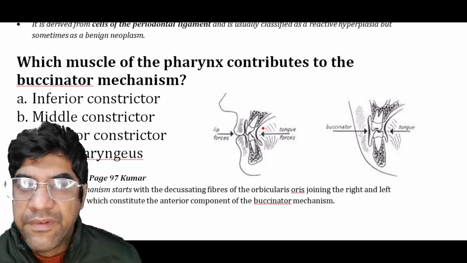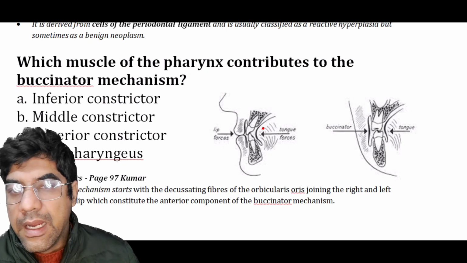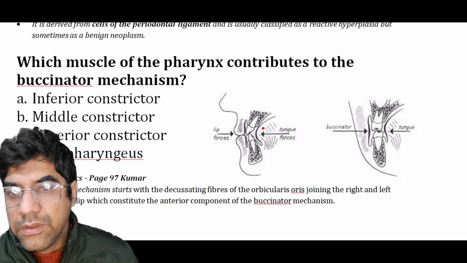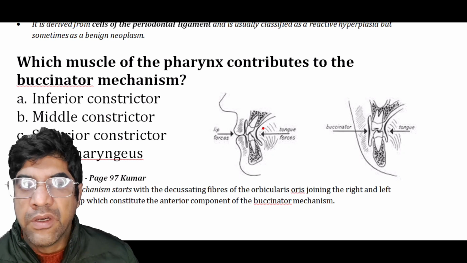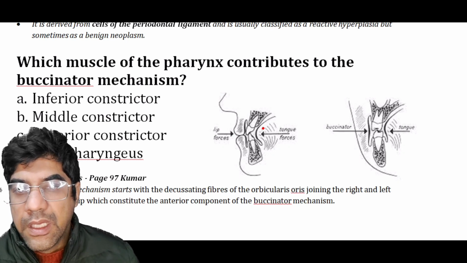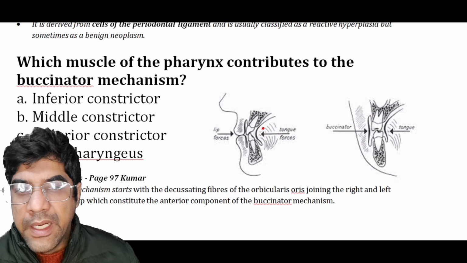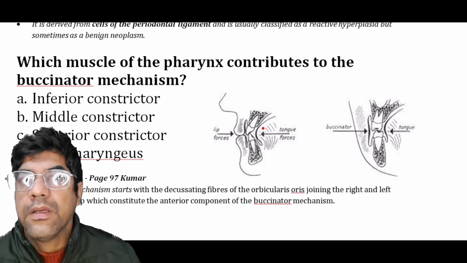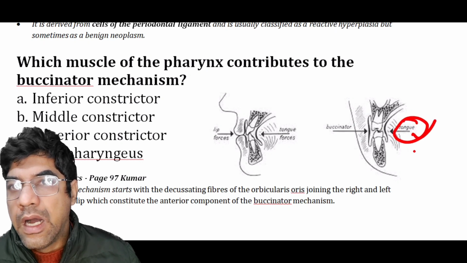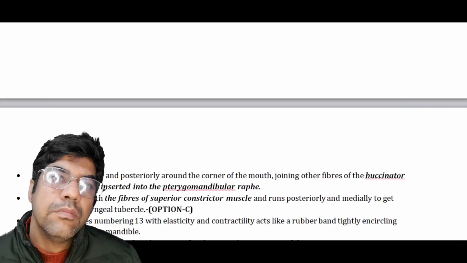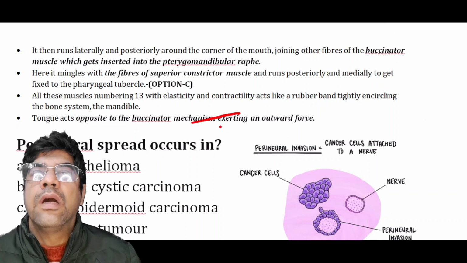So the buccinator muscle fibers mingle with the fibers of superior constrictor muscle. So the coordinated action of these muscles contributes to the overall function of the buccinator mechanism, which together act like a rubber band encircling the mandible. The tongue, in contrast, remember, exerts an outward force. So the tongue acts opposite to buccinator mechanism, exerting an outward force.